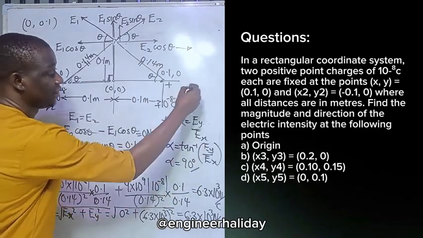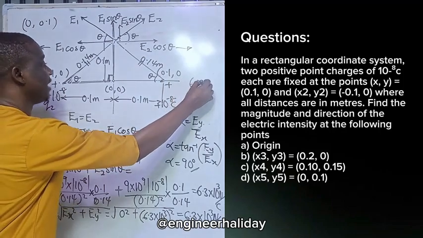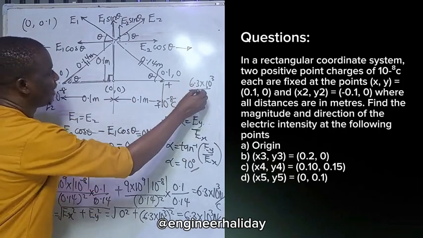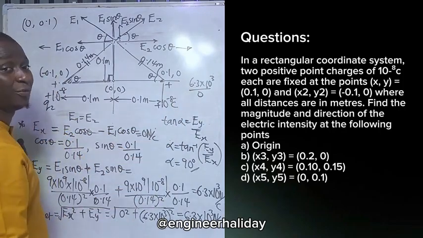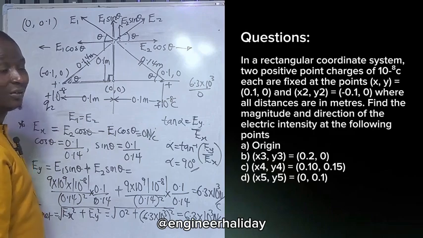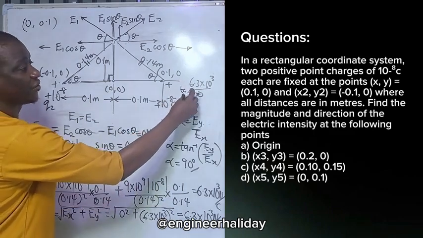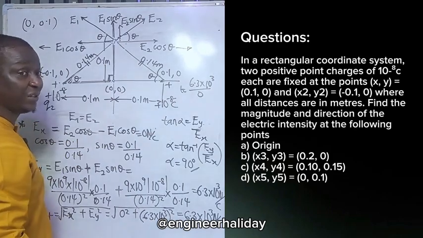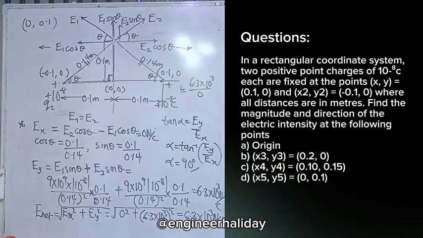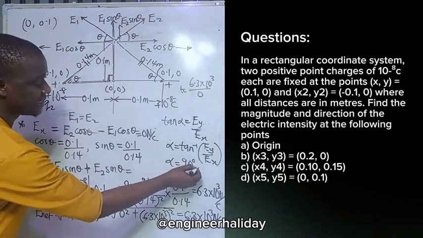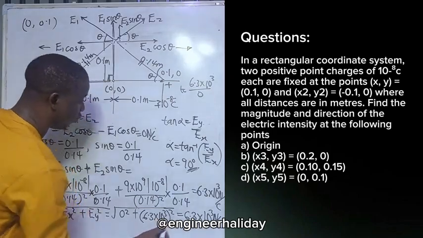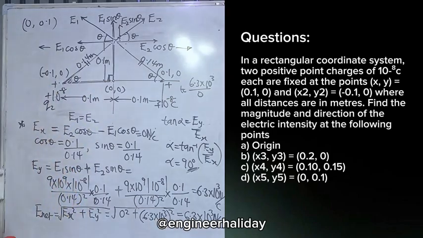EY is 6.3 times 10 to the power 3. EX is 0. If you want to use a calculator, you might end up not having an answer. So tan inverse, this one divided by 0, is infinity. Anything divided by 0 is infinity. Then tan inverse of infinity is 90 degrees. Is that clear? Okay, so that is the right solution for this.